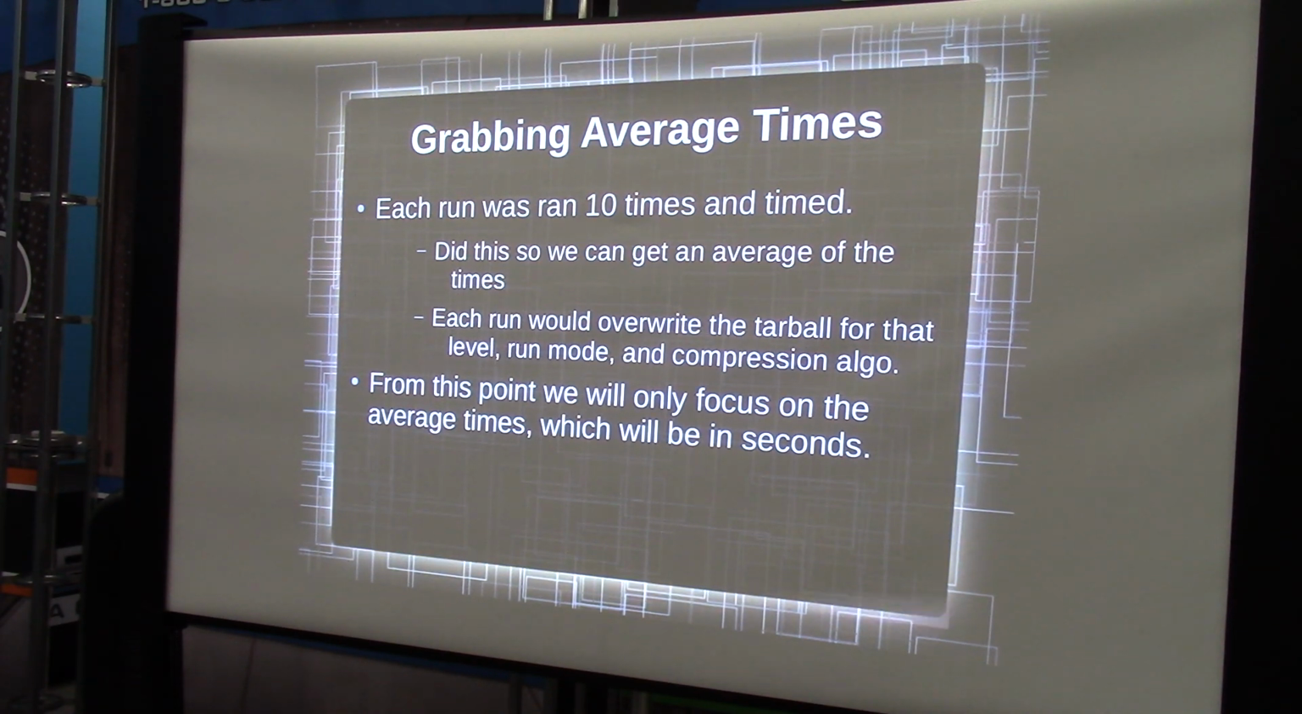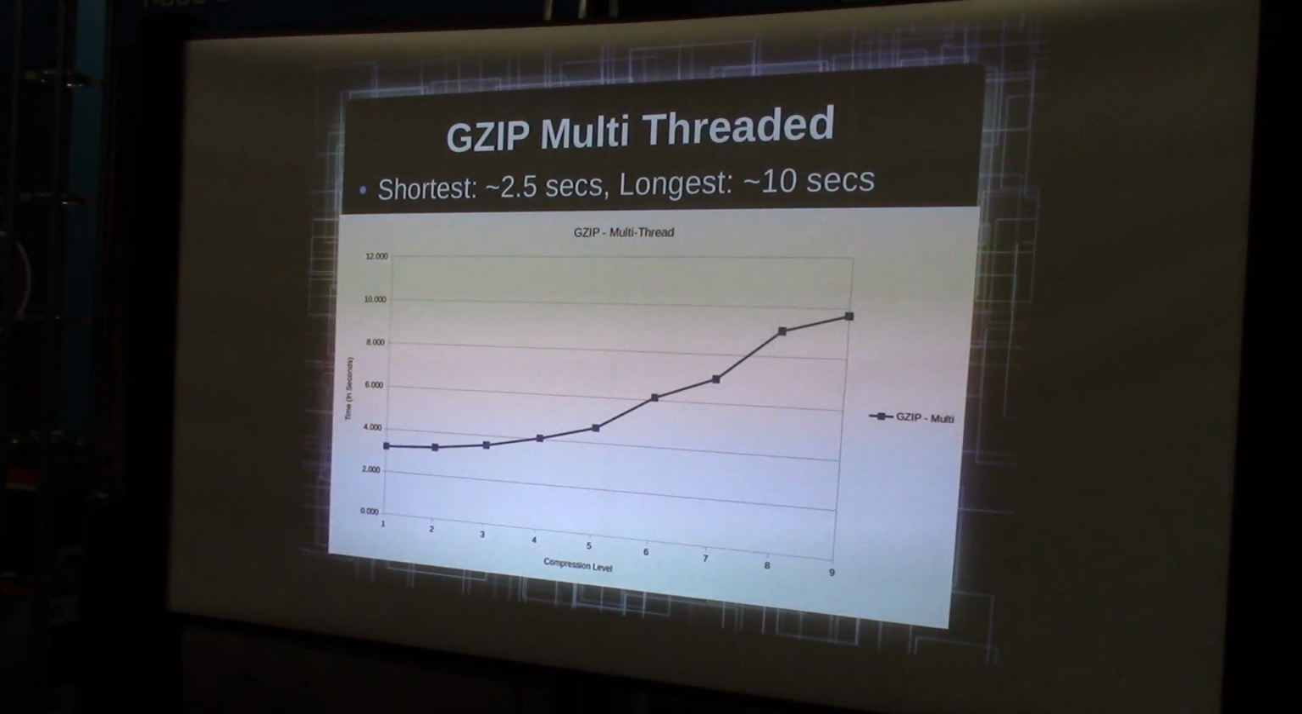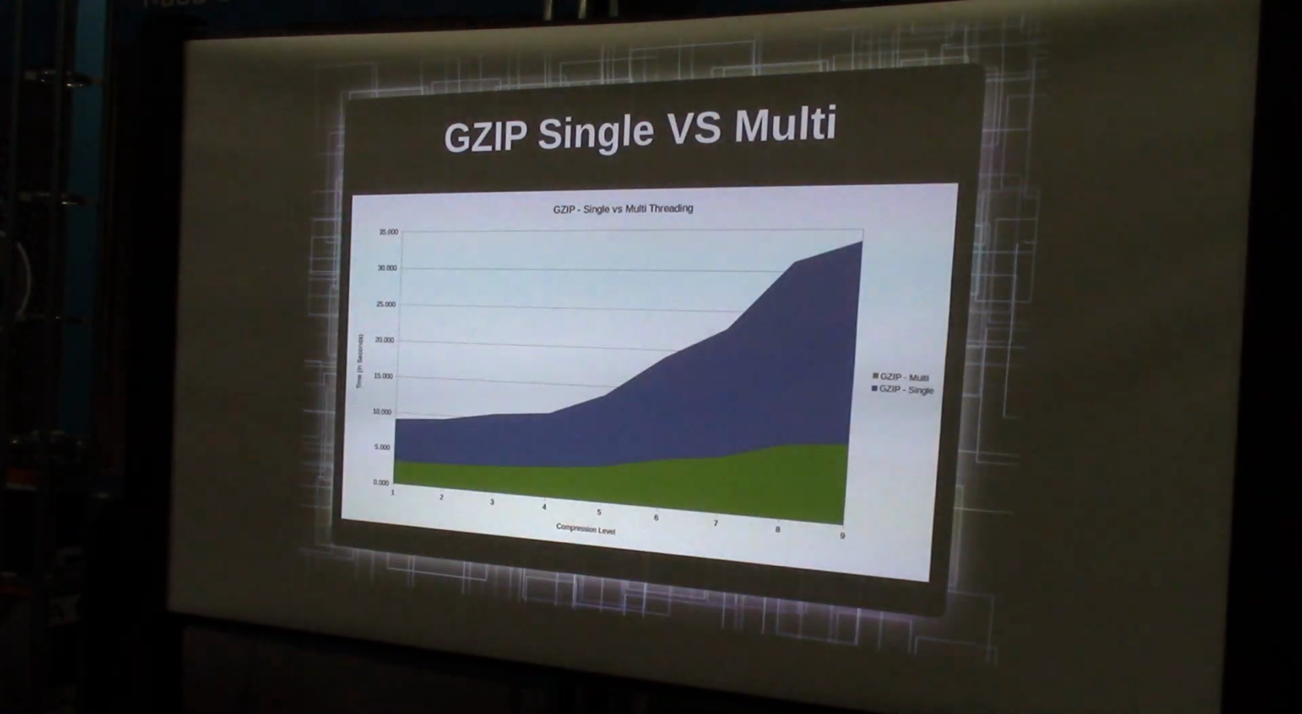Now, single threaded is GZIP across all levels 1 through 9. The shortest run was about 10 seconds. The longest was level 9, at about 35 seconds. If we multi-thread it, then level 9 only takes 10 seconds, which is the shortest time with single threaded, and the fastest goes in under 4 seconds. Actually, about 2.5. So not bad for a performance boost, but we're still talking about a pretty quick compression algorithm anyway. But comparing the two side by side, it's still a lot faster to do the multi-thread.